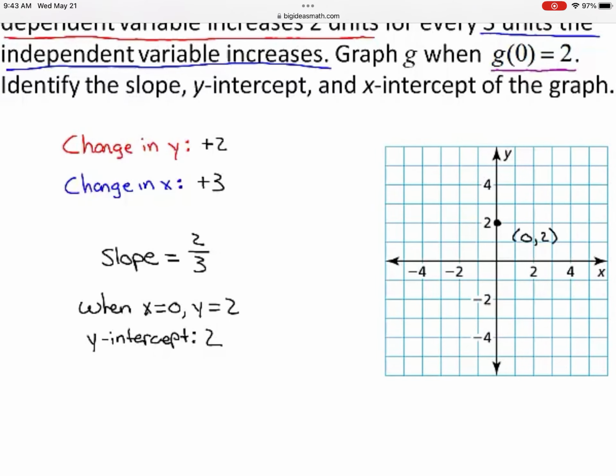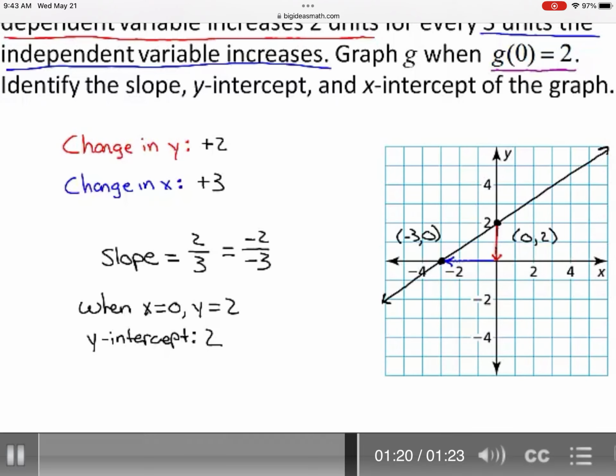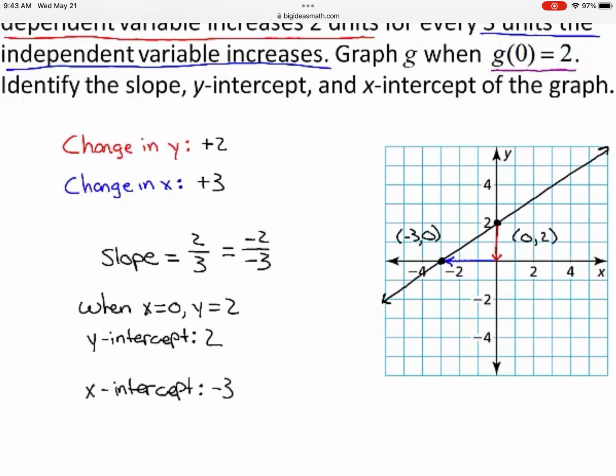Next you want to use the slope to find another point on the line. Because a slope of 2/3 can be rewritten as negative 2 divided by negative 3, you want to plot a point that is 2 units down and 3 units left of the point 0, 2. Draw a line through the points. The line crosses the x-axis at -3, 0, so the x-intercept is -3.